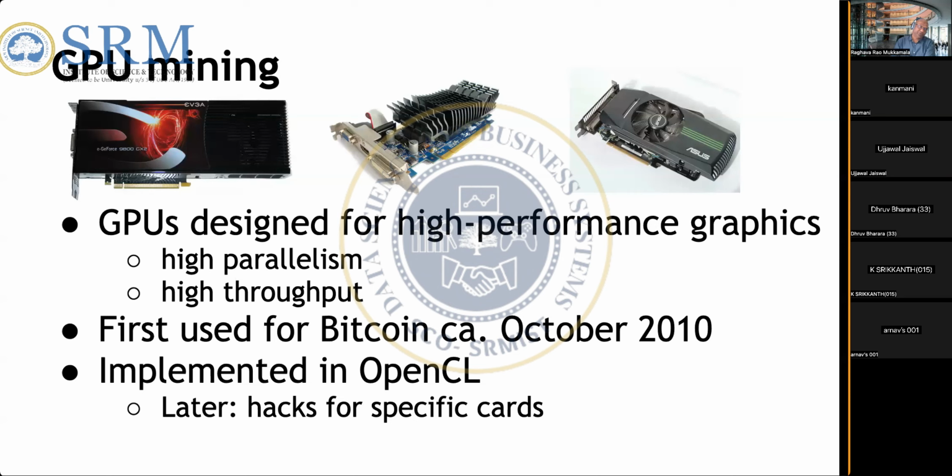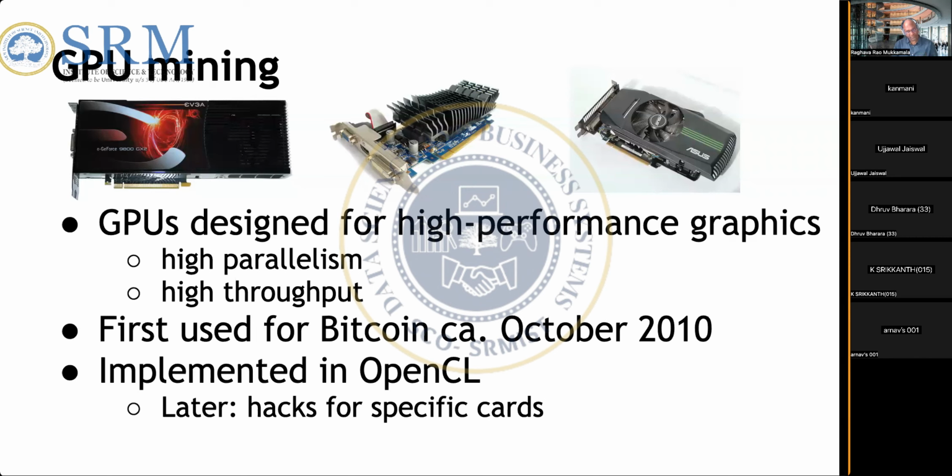Then people quickly moved to GPU mining. They could see that they could mine Bitcoins, and the Bitcoin value also kept increasing slowly day by day. So GPUs were used as part of the mining. GPUs are highly designed for high performance graphics. In computers, we use them for rendering graphics, because you need to boot the operating system and load the graphics as fast as possible.